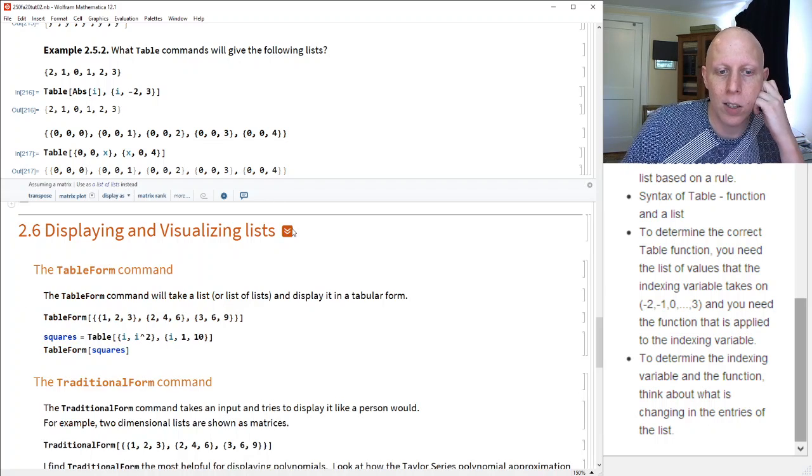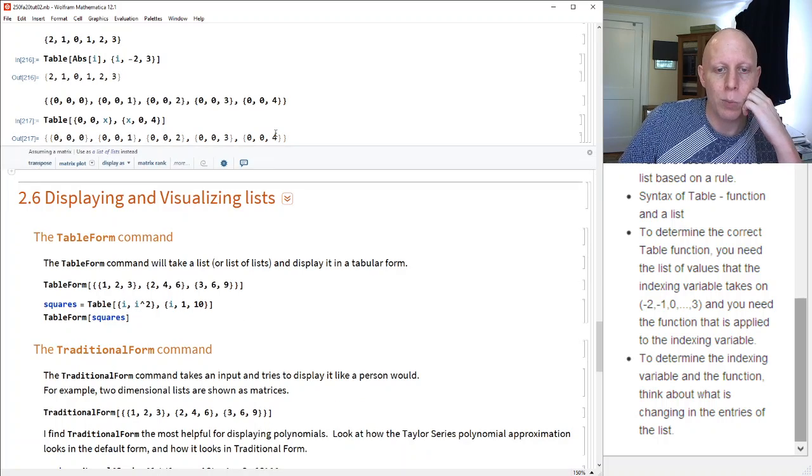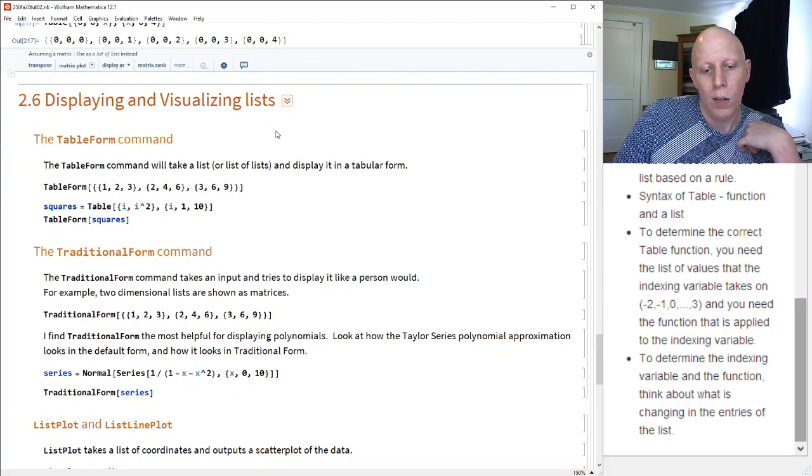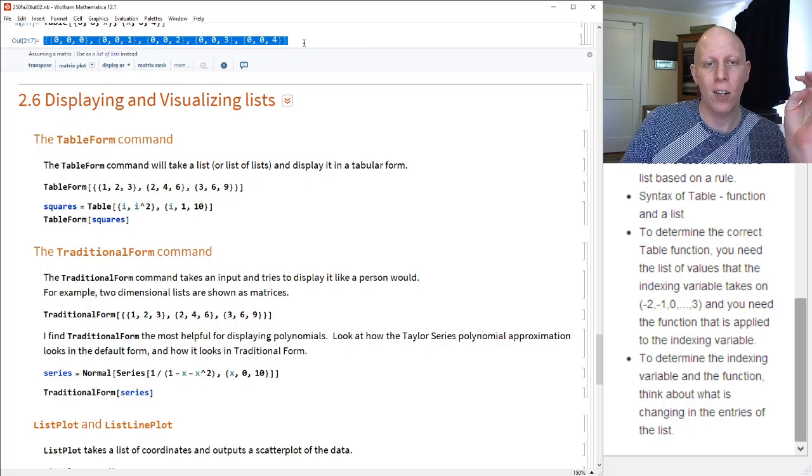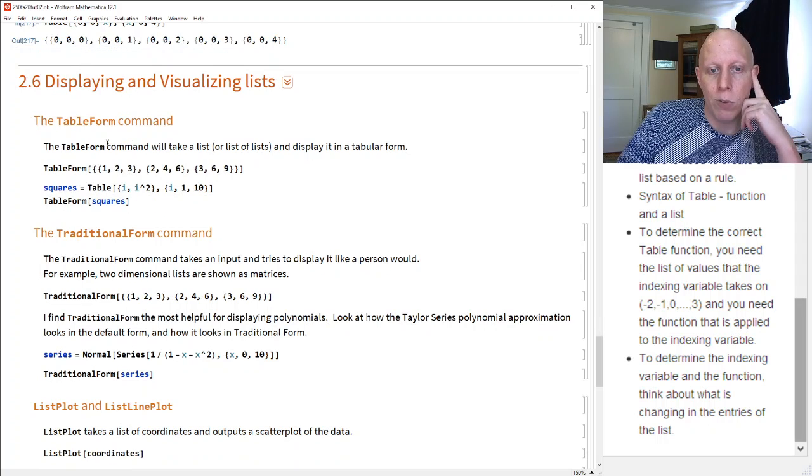Next, we created some lists. Now, how can we display them? I'm going to give two ways to display them in a way that makes it easier on the eyes, because look at this list, it's a little hard to read. Imagine if there were 20 of them, it'd be hard to read. The first one is called the table form command. What table form does is it takes a list or a list of lists and puts it into a tabular form.